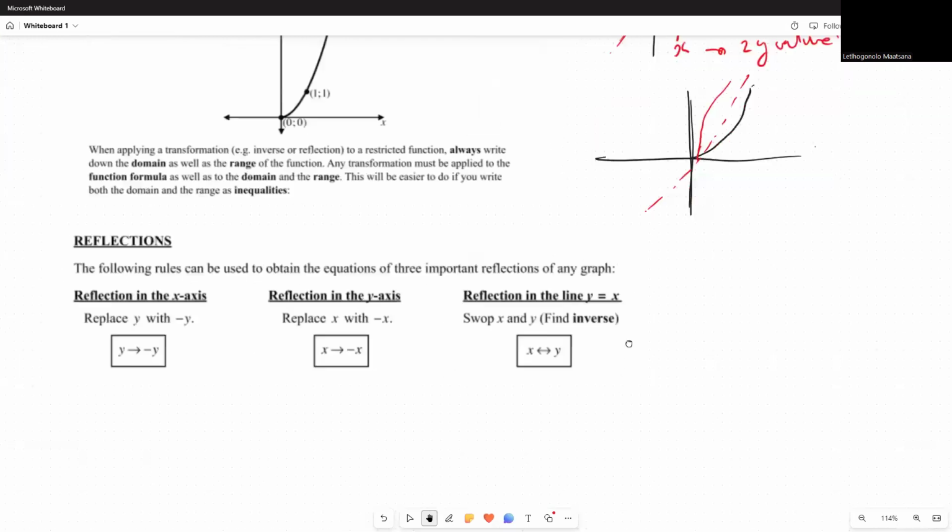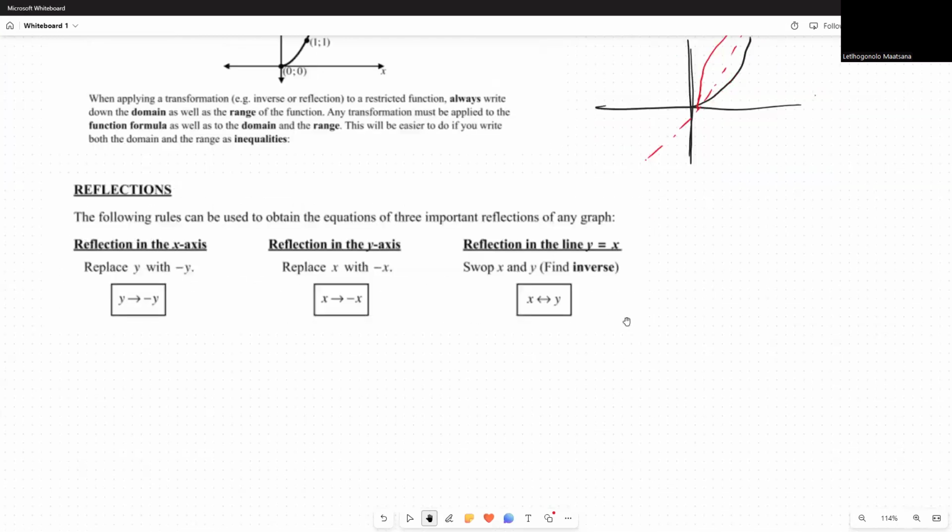We can also have other reflections other than the reflection about the y is equal to x line. We can have a reflection about the x-axis where your y values are replaced with a negative y value. We can have a reflection about the y-axis where your x values are replaced with a negative value, and we can have the reflection about y is equal to x, which is your inverse, where you swap your x and your y.